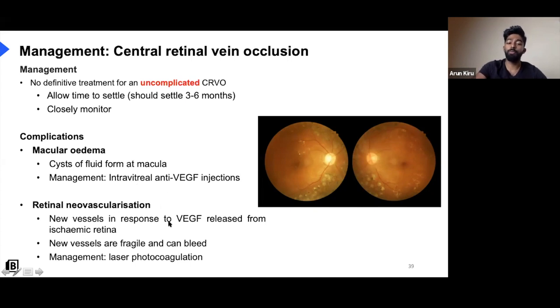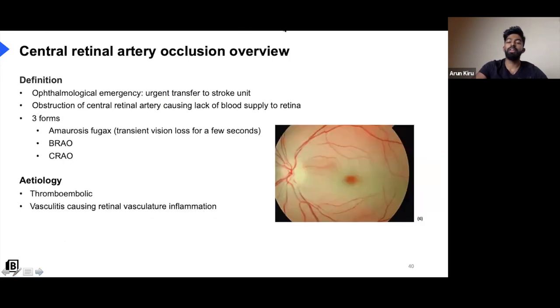So we don't want these new blood vessels to form. So if we see new blood vessels, we don't really want them, so we kill off the retina here, so you don't get kind of the drive for the vascular endothelial growth factor. Okay, so those are the five main cases.